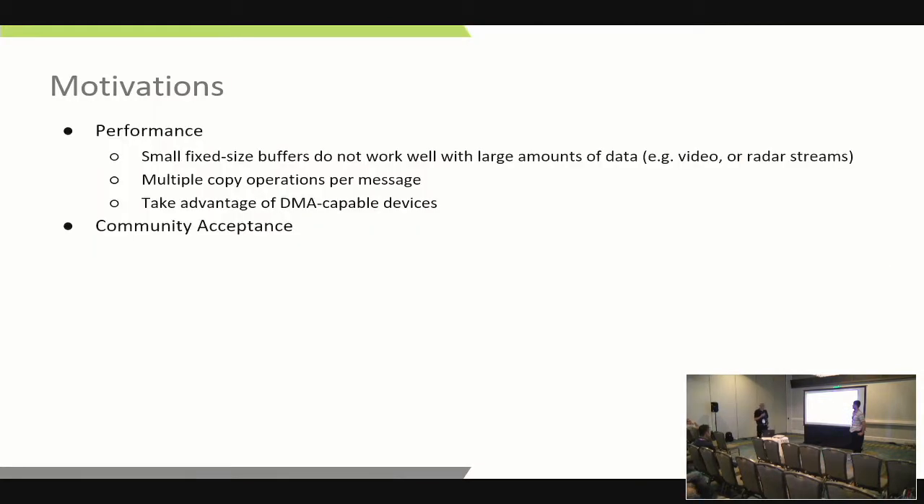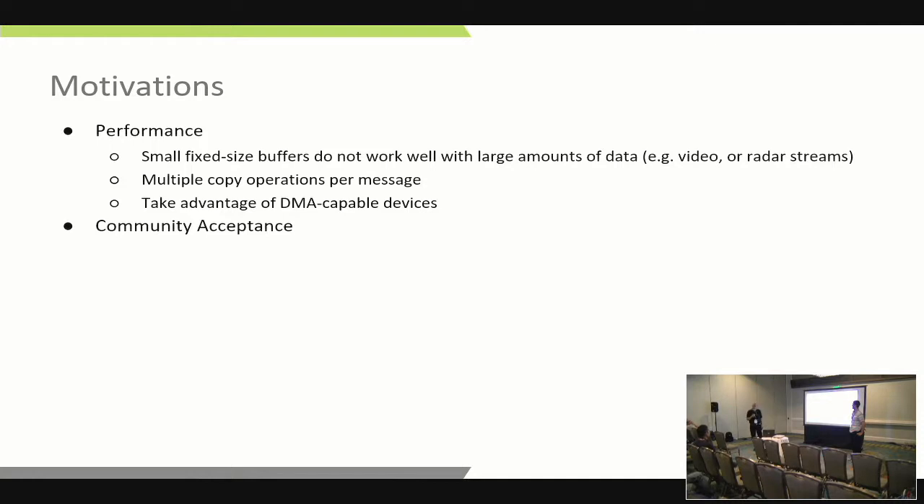So the motivations: one, performance. Small fixed size buffers just don't work well for large streams of data. The use case we were originally looking at were things like radar, LiDAR, cameras, where there's a steady stream of large fixed size data elements. With the current RPMsg implementation, we have lots of small copies and lots of copies. And the other motivation was to take advantage of DMA-capable devices, because for a smart device, you could just tell the device to put the data into the buffer and then transmit the buffer, and you don't have to copy it at all on the transmitting end.